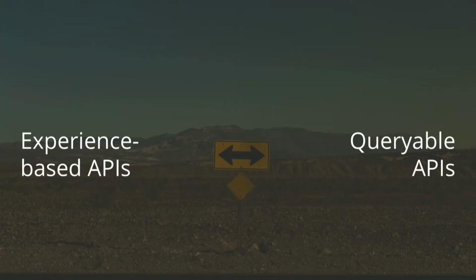So what's the opposite? Well, the opposite is a queryable API. Instead of building one API for every experience, you build one API, period. And every experience can query your API in whatever ways it needs to get exactly the data required. And so we thought long and hard, what does a queryable API even look like? Is it even REST anymore?